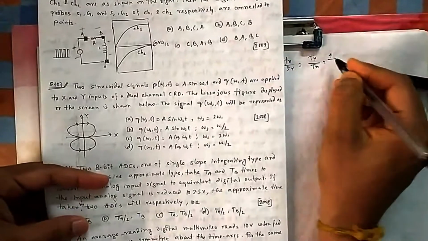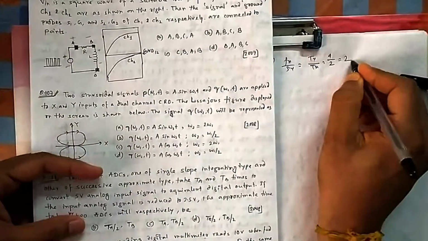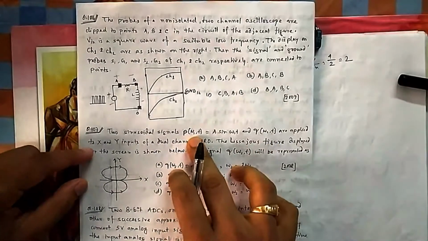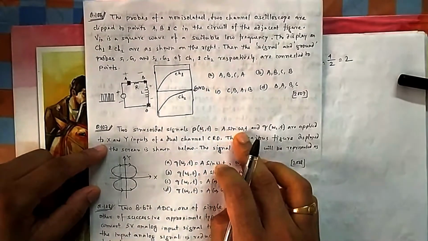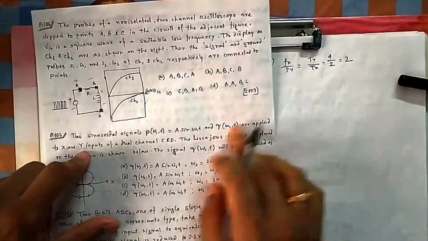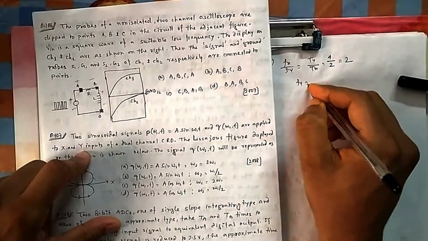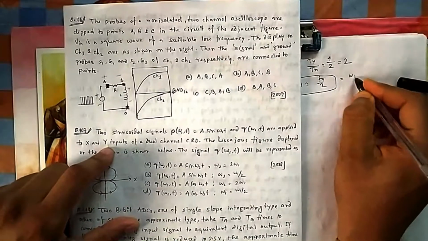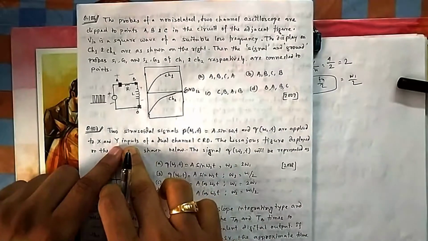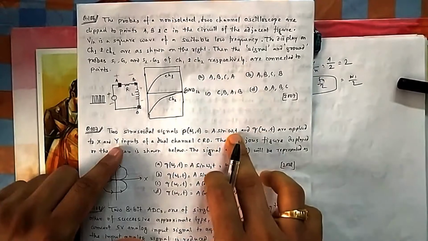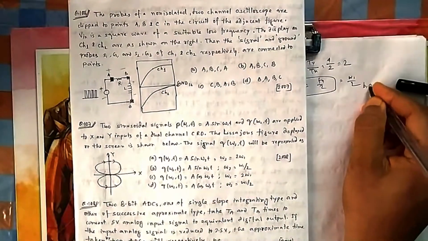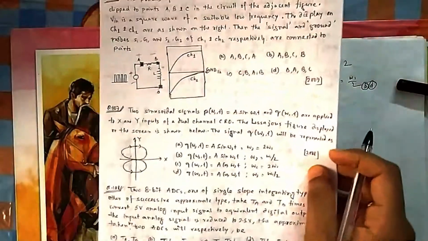So y is 4, and x is 2, so this is 2. Whatever you connect in y, that means in the x-axis you connected this one, omega 1. So on the y-axis, your fy should be equal to fx by 2. So that means w2 should be half of w1. So that means it should be either B or D. That is for sure. So A and C will not be.